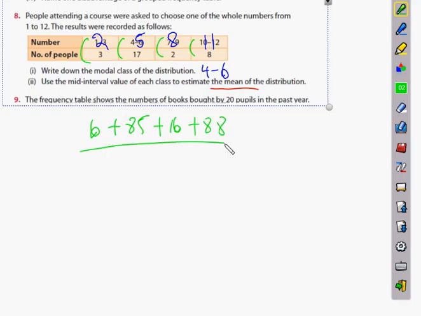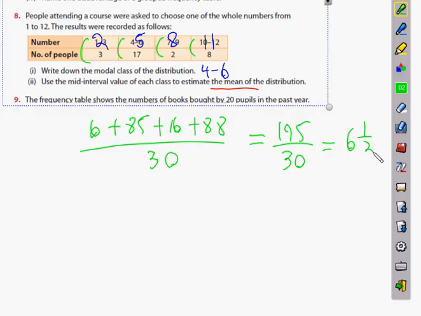All divided by? 3 plus 17, 20. 20 plus, there's 30 people. 30 people were interviewed. Okay? And what you're going to get here is 91 plus 16, 107. 107 plus 88, 195. 195 divided by 30. What's 195 divided by 30? I think it's 6.5. So on average, the mean is 6.5.